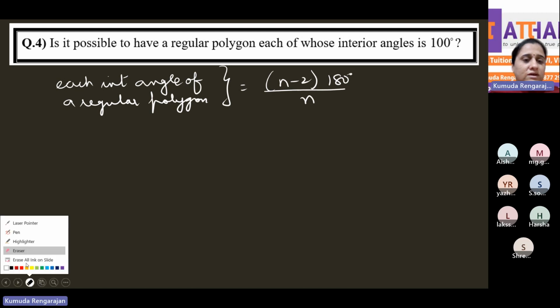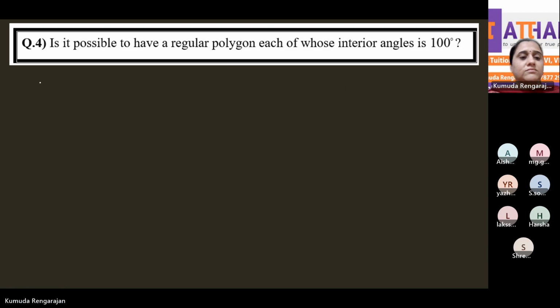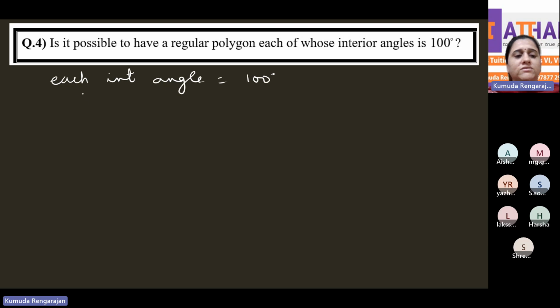I'll just correct this, 1 second. We'll present it like this, children. Each interior angle of a regular polygon. Below this, we'll write the formula. So each interior angle, the formula is (N minus 2) into 180 degrees divided by N, and that's given to be 100.